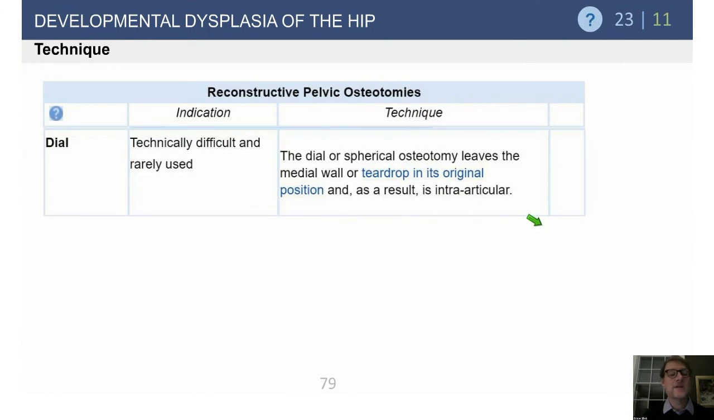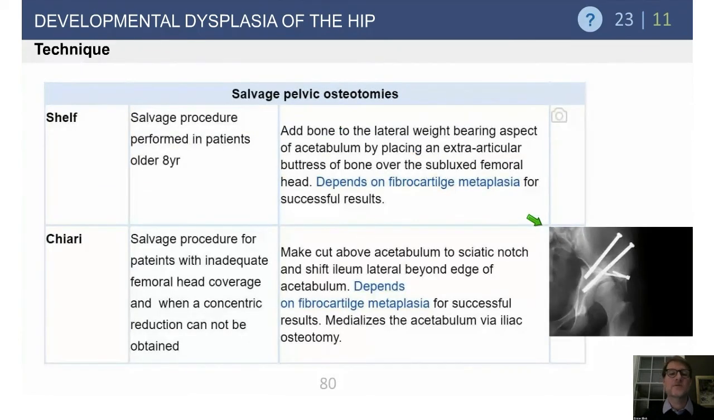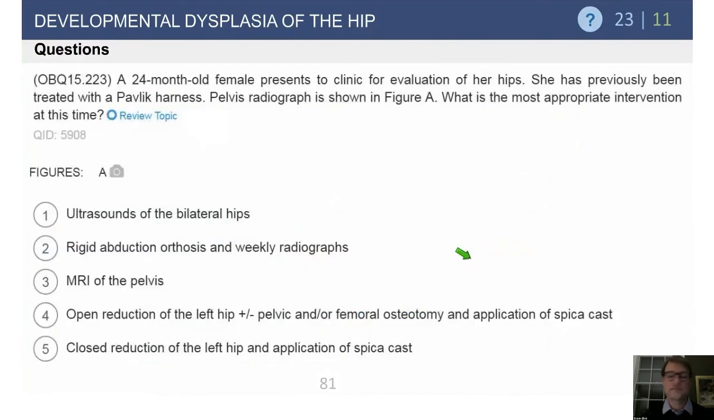And then the dial, I don't think a lot of us do it, used to be a PAO right at the hip joint. You have salvage procedures, and there are 2 salvage procedures. The shelf, where you basically add bone to the lateral capsule, and you create a fibrocartilage metaplasia to give support for the hip, or the Chiari, which creates a fracture right above the acetabulum. You medialize this, and so the ilium becomes a weight-bearing structure. And we do those a lot less nowadays. But those are salvage procedures where you have a non-concentric hip where a periacetabular osteotomy wouldn't be indicated.